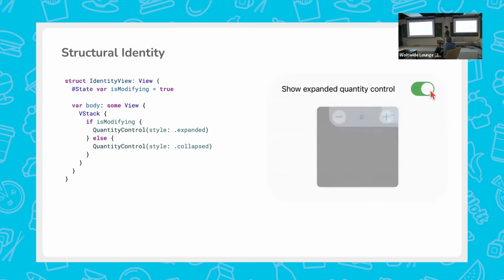Don't correct me, my pronunciation. Yeah, so I've slowed it down a little bit to show when I toggle the is modifying flag, what SwiftUI does is this kind of opacity transition between the two. And we'll see why that is the case. And in my opinion, that doesn't look right.